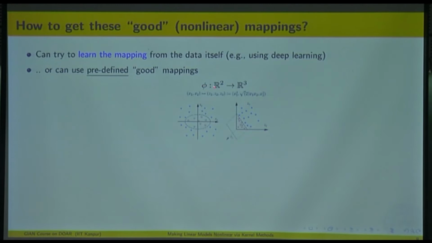Again, the mappings will be of the form of a function phi that will take an input x and map it to a possibly higher dimensional version of x, which is denoted by z. Okay. Now, at this point, you might ask this question: I have to compute these mappings.